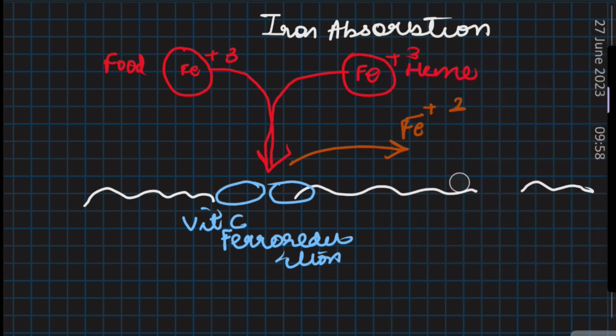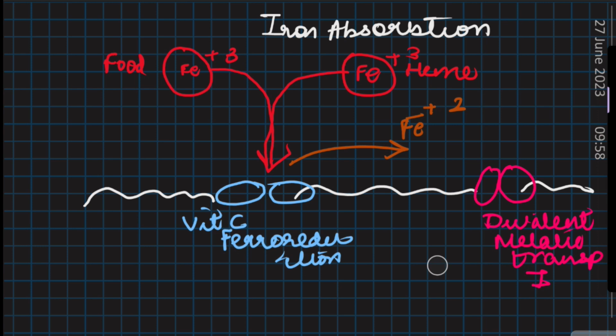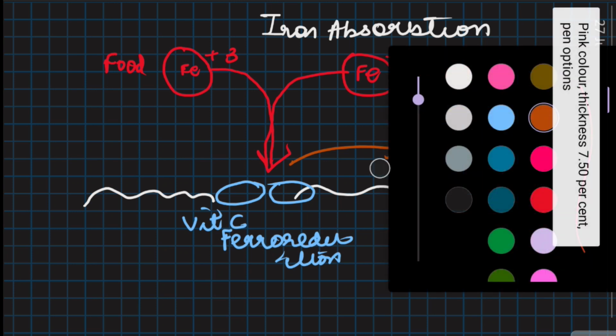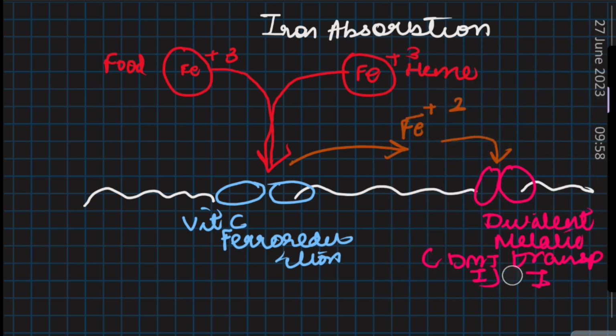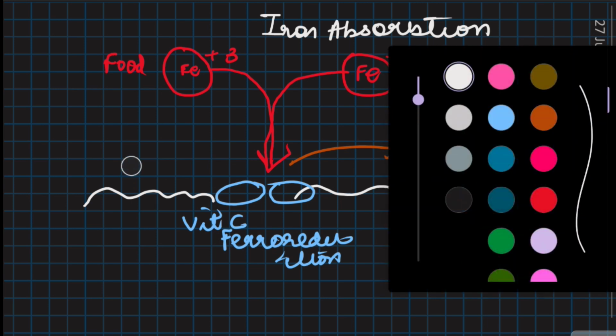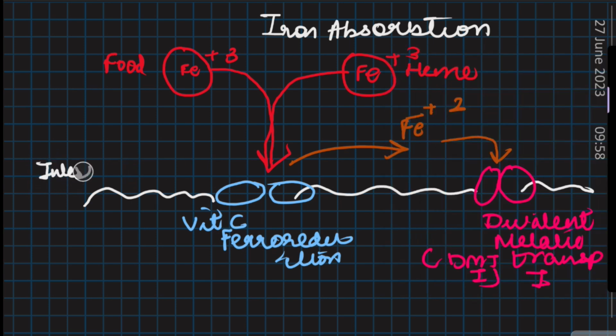And then with the help of a transport called divalent metallic transport 1, it's also called DMT1. So it's the trick that it's divalent, right? Di means 2. That means it allows only the iron which has plus 2 ion on it. That is ferrous ion. So now what? Ferrous will enter the intestinal cell. This we have drawn is the intestinal cell.